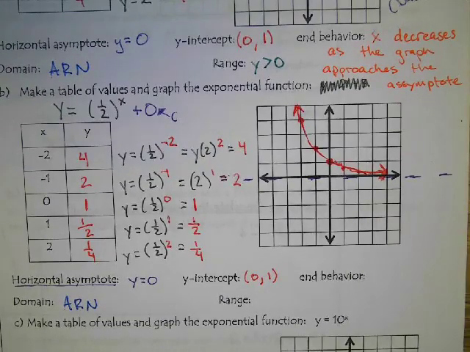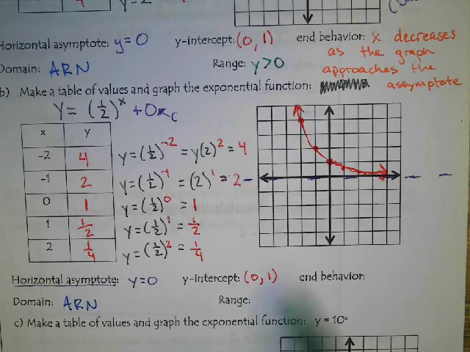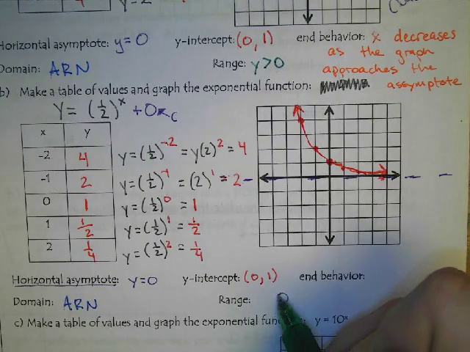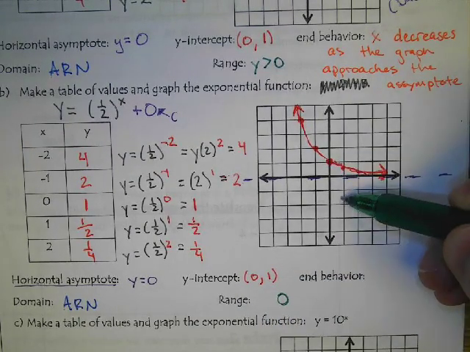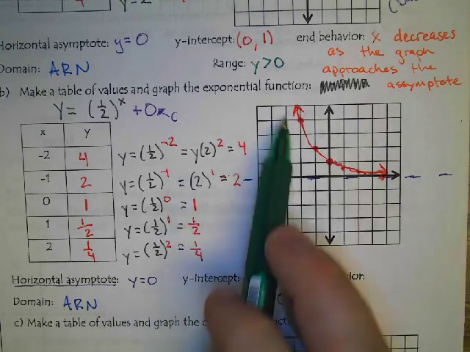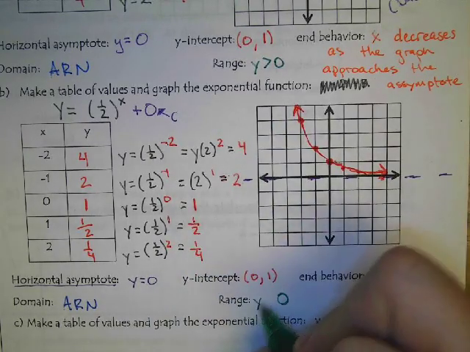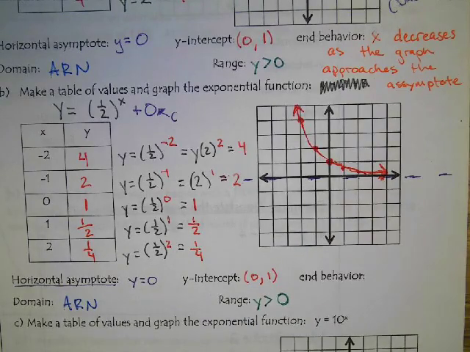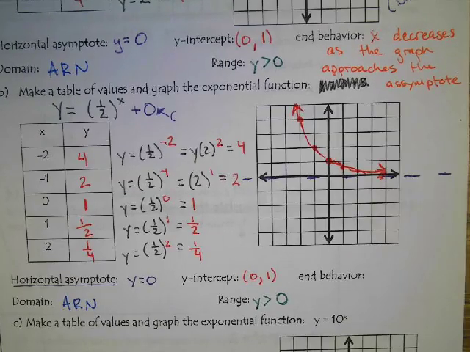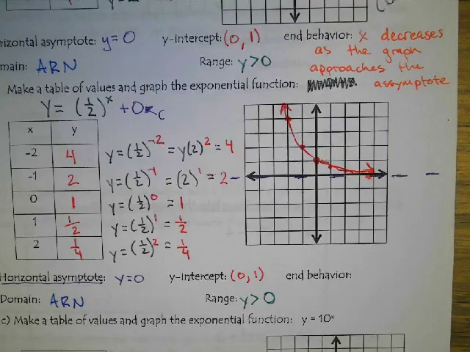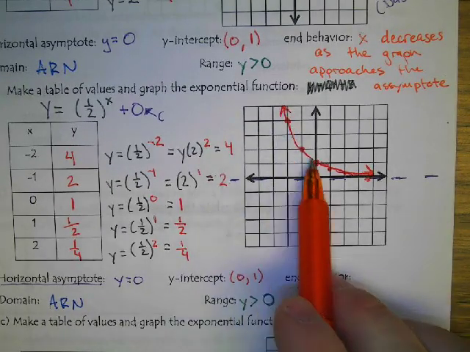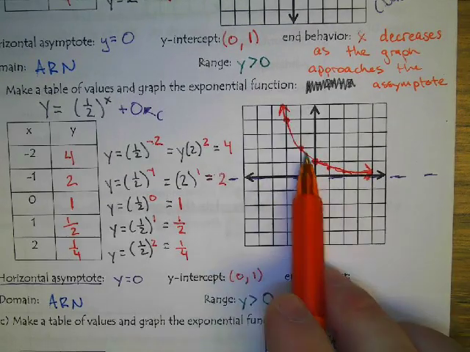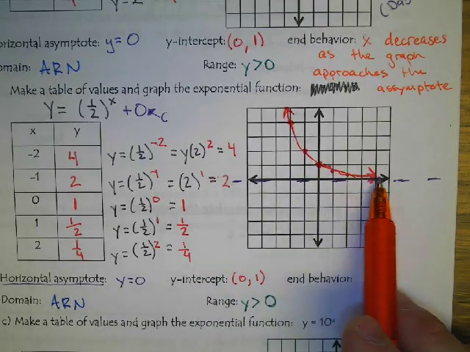Our range, we're just going to use the asymptote value 0, and is y greater than 0, or is y less than 0? Well, our graph is above, so we can say y is greater than 0. And our end behavior, if you think of just the x values, x is increasing as the graph approaches the asymptote.